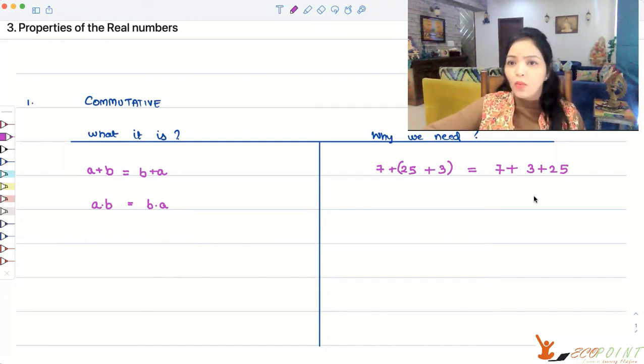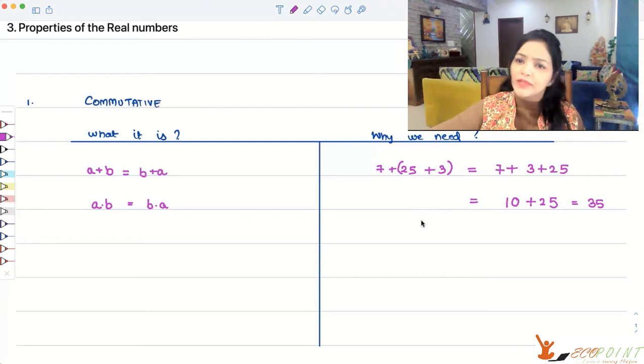So I made these brackets only for you to use commutativity here. Now, why have I done that? For a simple reason: I'm going to add 7 and 3 first. And the moment I do that, I'll get 10, which is a very easy number to deal with, because now I have 10 plus 25, which clearly is 35. So it just simplified my calculations. So commutativity is a property which helps you to calculate things in an easier manner. It makes your life much easier.